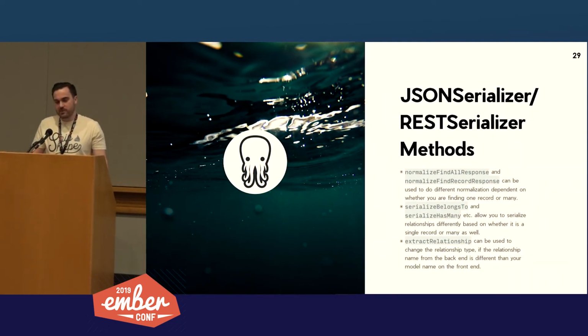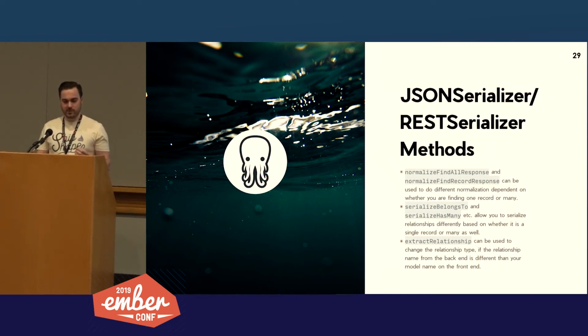So there are also some specific serializers that extend on the base serializer functionality. There's the JSON one, the REST one, and JSON API one. And they have things like normalize find all response and normalize find record response. And these are going to be your specific normalization calls, where it's for a single record or multiple records, like we saw in some of the examples earlier.